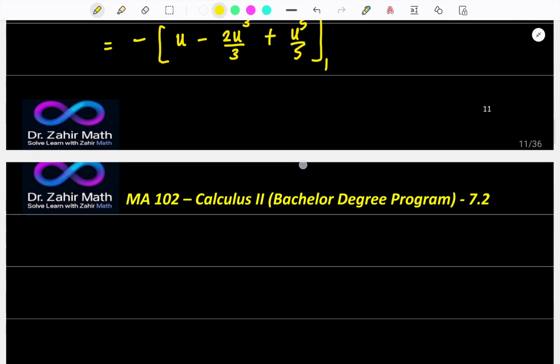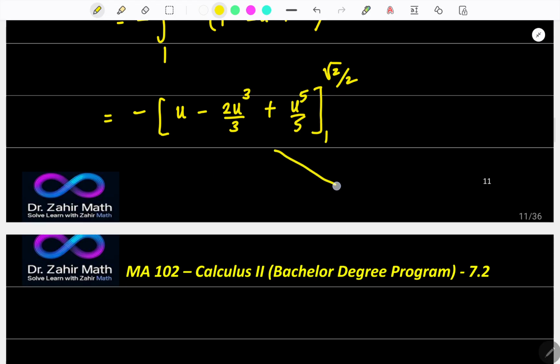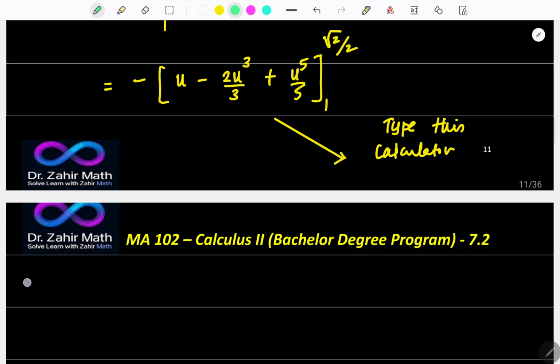So I'll tell you one shortcut, listen carefully. Type this equation in the calculator. How? Just type like this: minus bracket open x minus 2x power 3 divided by 3 plus x power 5 divided by 5. Okay, this bracket is not in the calculator, so use this bracket. Why am I telling you? Because with root 2 by 2 you will make mistakes. You have to put brackets in 1, 2, 3 places.